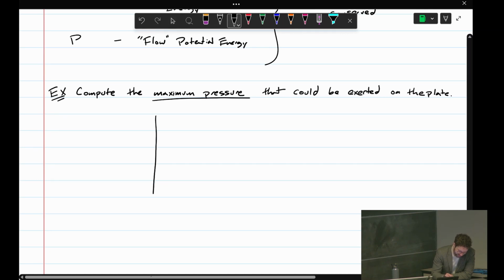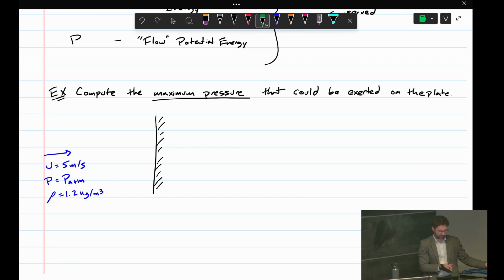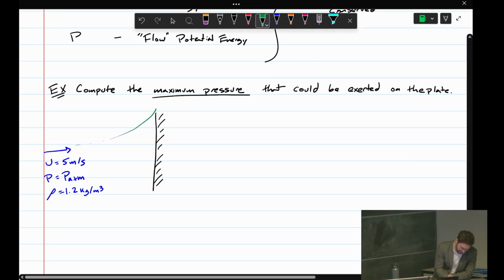So let's say we have some plate here. It's going to be like a wall or a plate. Let's say we have some flow coming in with these conditions. So at 5 meters per second, atmospheric pressure, and it's air, so we can say 1.2 kilograms per meters cubed. So this is just straight up air blowing on a plate, okay? So it's going to hit the plate, sort of go up. I think you might see this with streamlines later on.